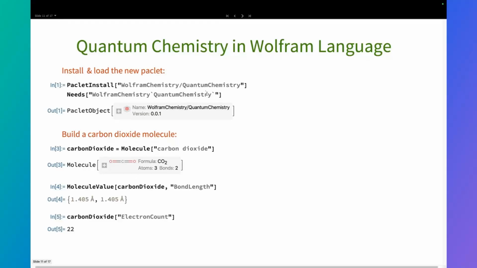And so for my example, I'm going to build a carbon dioxide molecule. I'm going to use the molecule, carbon dioxide, build it from scratch. And then we can see here that if you look at the bond lengths, the two CO double bonds are 1.4 angstroms each. And just to keep track, the total molecule has 22 electrons in it. That'll become important in a bit, so don't forget 22.